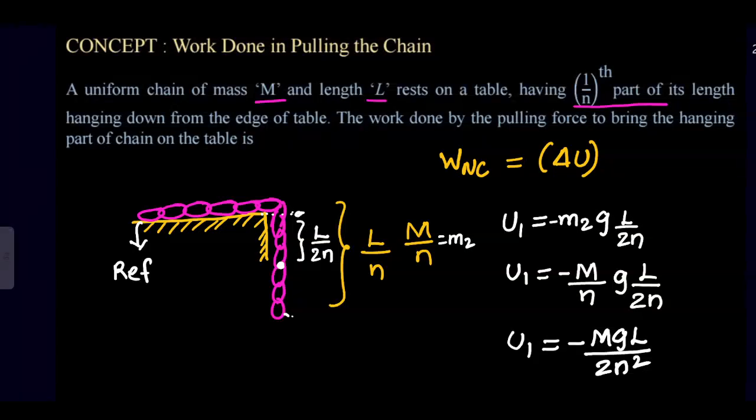Now finally, what do I need to do? Initially this is the situation. Finally I need to bring the chain completely onto the table. When the complete chain lies on the reference line, how much is the potential energy? 0. So the final potential energy is 0.